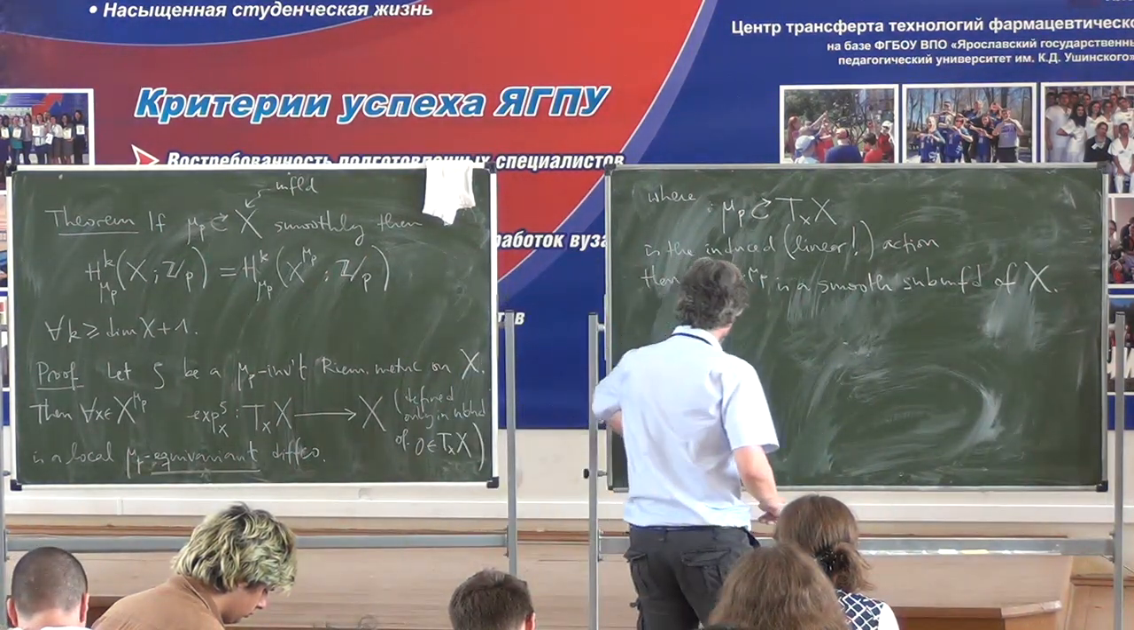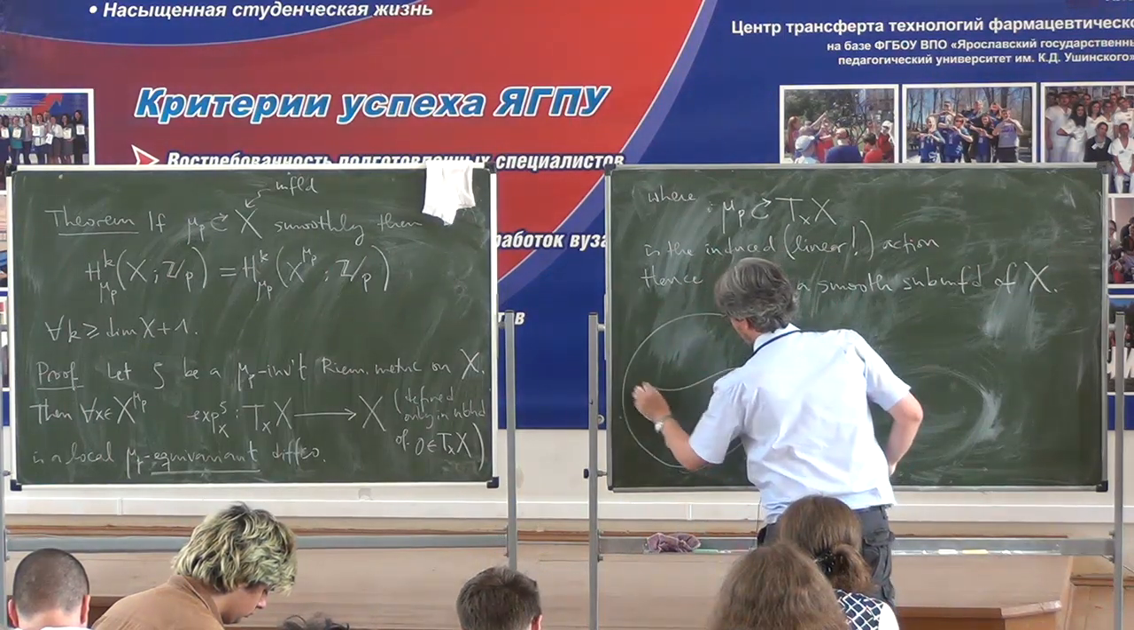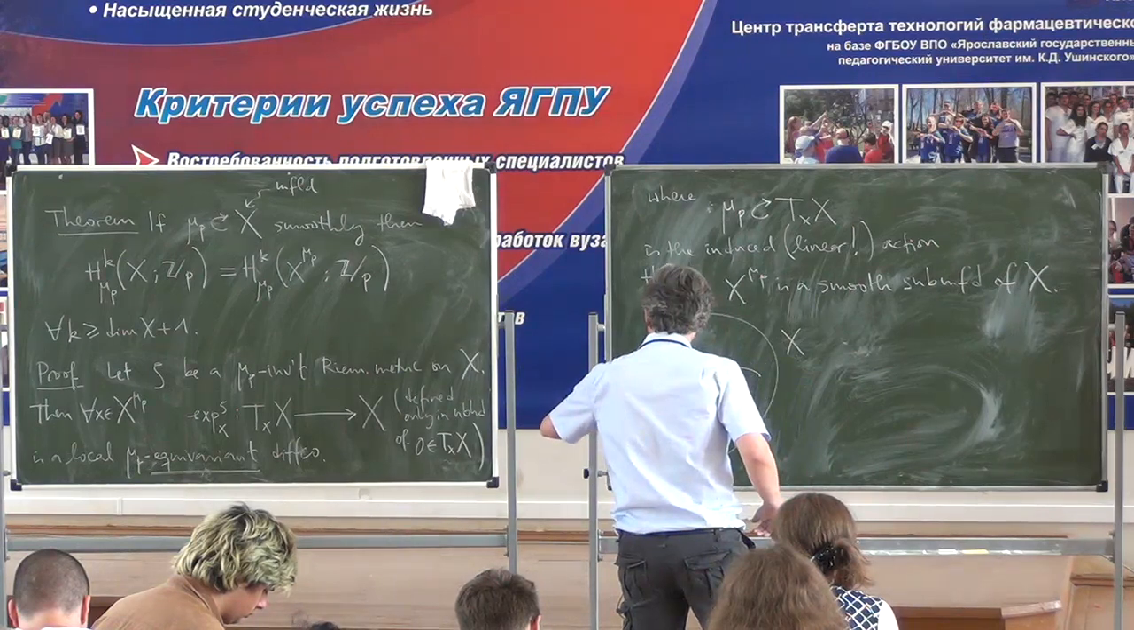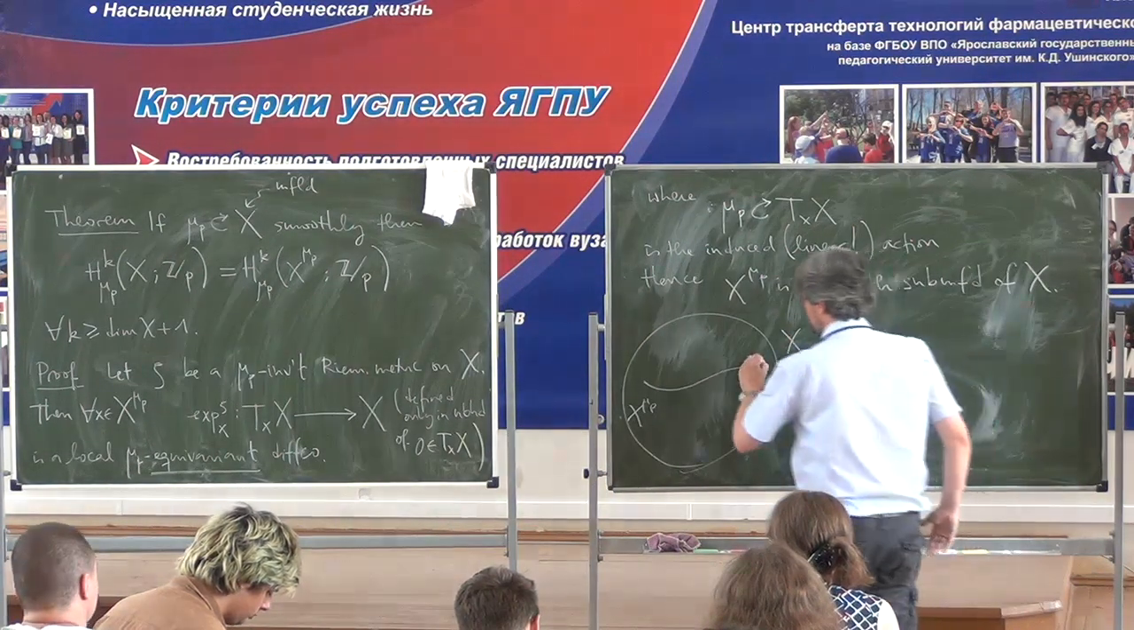So in particular, this means that here you have X, here you have X^{μ_p}, this is a nice submanifold, and you have a tubular neighborhood.